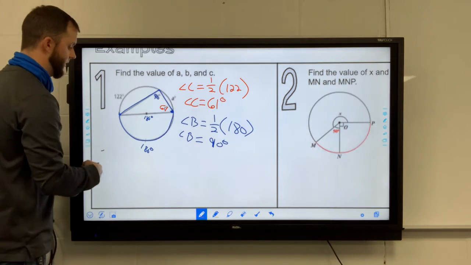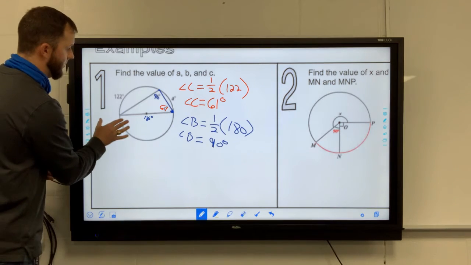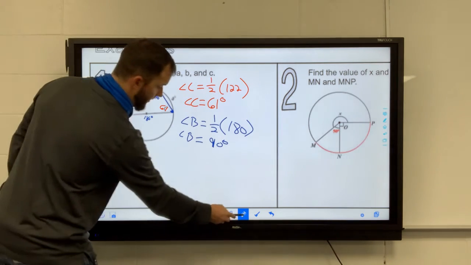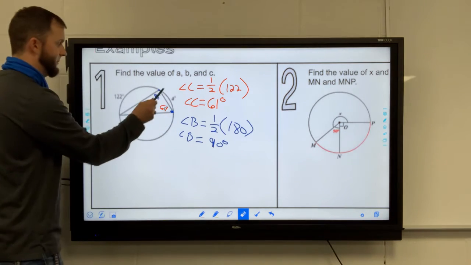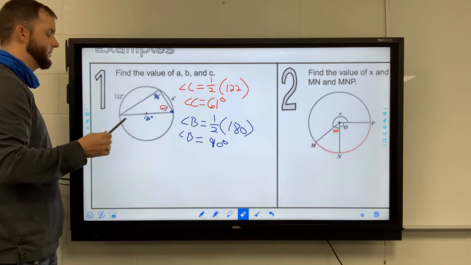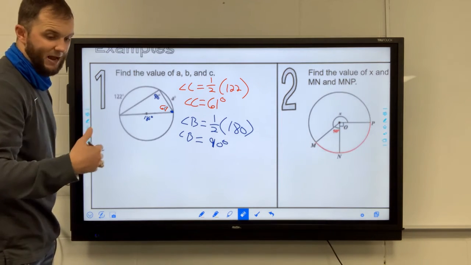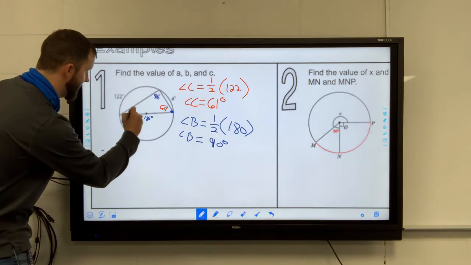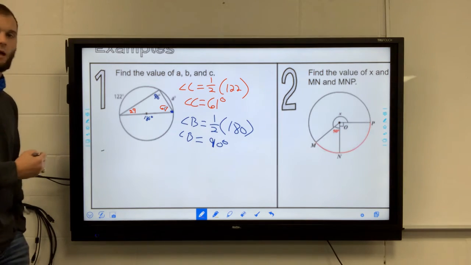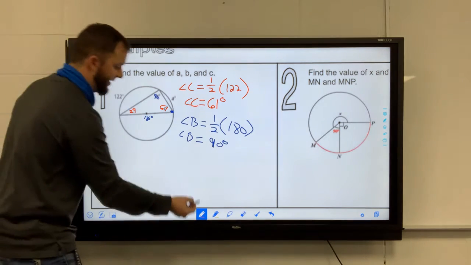And now if we look, what do I know about all 3 angles of a triangle? All 3 angles of a triangle add up to 180 degrees. So that means 90 plus 61 is going to be 151. Subtract that from 180, and this angle down here is going to be 29. Okay? But now let's go ahead and look at how to find A.